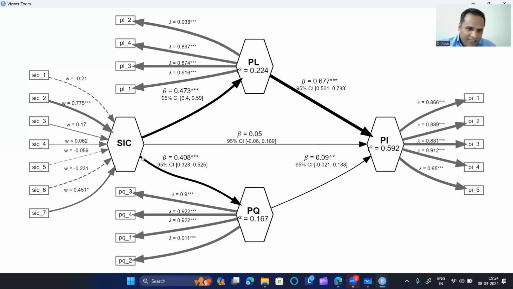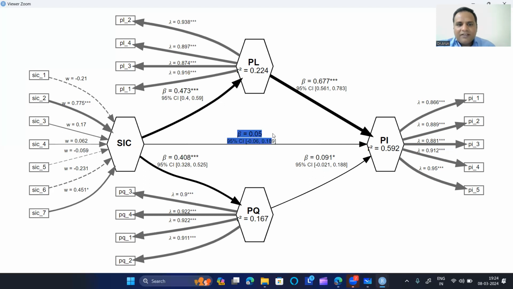So which relation? See, wherever you see dark lines, my friends, those relationships are significant. So SIC to PL, this is the beta. Beta is 0.473, and there are three stars. It is significant, and the 95% confidence interval is given. PL to PQ, again, this is the beta, significant, and confidence interval. SIC to PQ, again, this is the beta. This is significant.